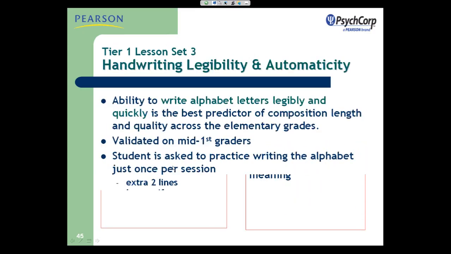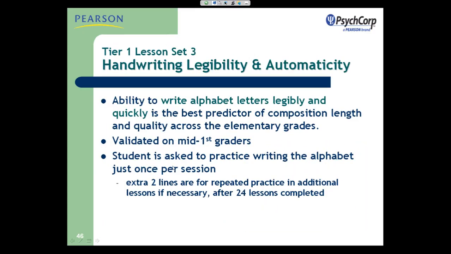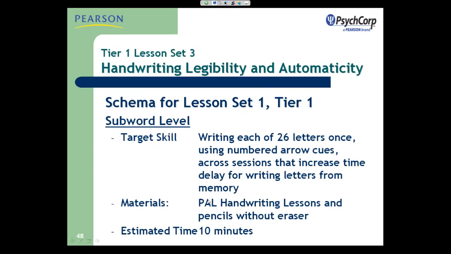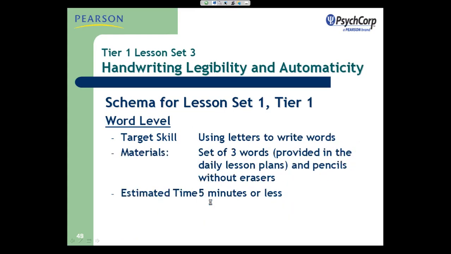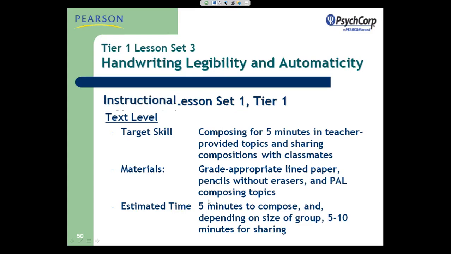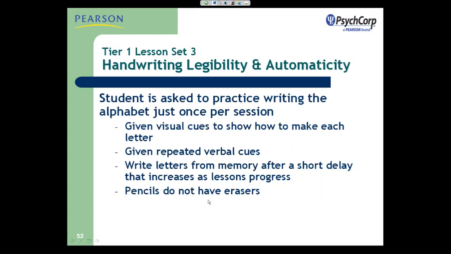Okay. You also want to look at handwriting. Writing and reading go together. So in this one, you want to make sure that students learn to form the letters correctly, that they practice committing the letters to automatic pilot. They practice writing the letters from memory. They use letters to write a short composition. Again, there is a lesson plan focused on the subword level, part to the word level, and then the text level. And I'll just show you here what that looks like.